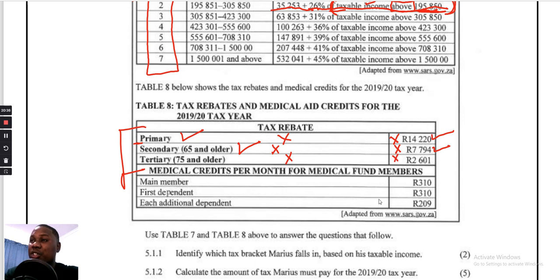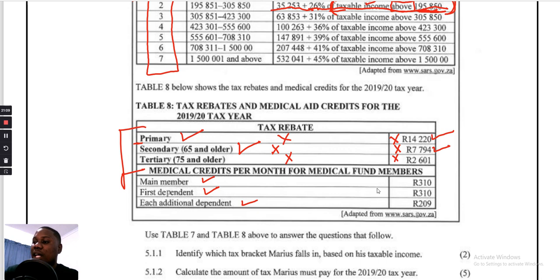Okay, so the medical aid is going to depend on how many members you are going to join with. If you're going to pay for your wife, if you are a gentleman, you're going to join your wife and your 2 kids, it will depend. So you are going to pay for yourself, and then the first dependent, maybe the wife, and then each member that comes after is going to be an additional member, meaning that you're going to pay 209 for them.